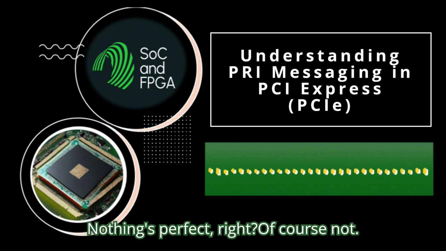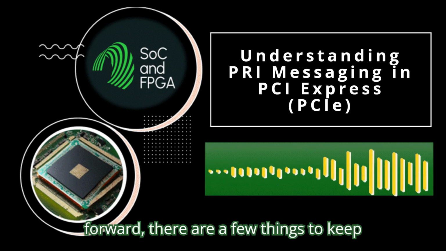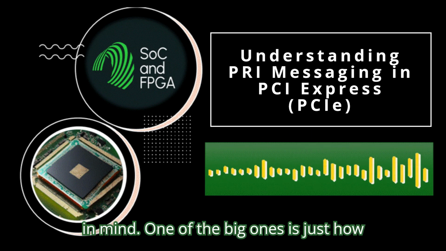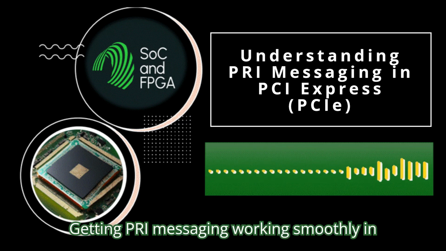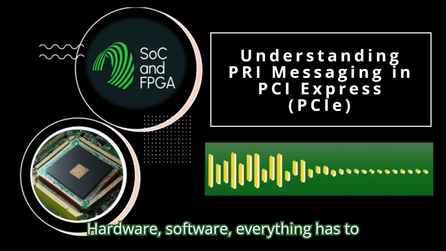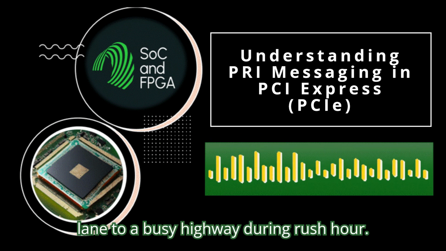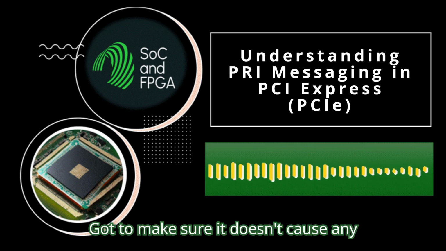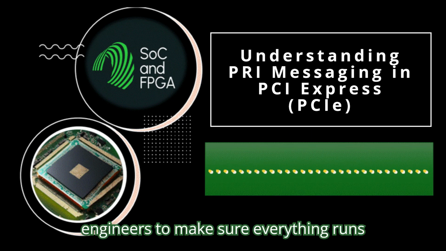Nothing's perfect, right? Of course not. While PRI messaging is a great leap forward, there are a few things to keep in mind. One of the big ones is just how complex it is to implement. Oh, right. Getting PRI messaging working smoothly in a system, it's not a walk in the park. Hardware, software, everything has to play nice together. Like adding a new lane to a busy highway during rush hour. Got to make sure it doesn't cause any pileups. Exactly. You need skilled engineers to make sure everything runs smoothly.